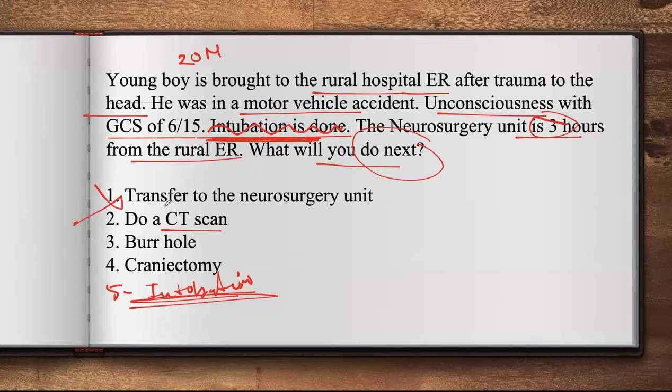When something is in the options, it means that it is available in that setting. So don't think that this is a rural hospital and CT is not available there. I worked in a rural hospital and CT is there. So it is possible that CT will be there in a rural emergency.